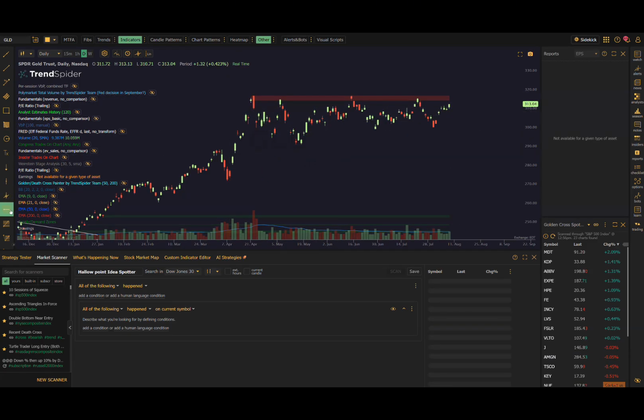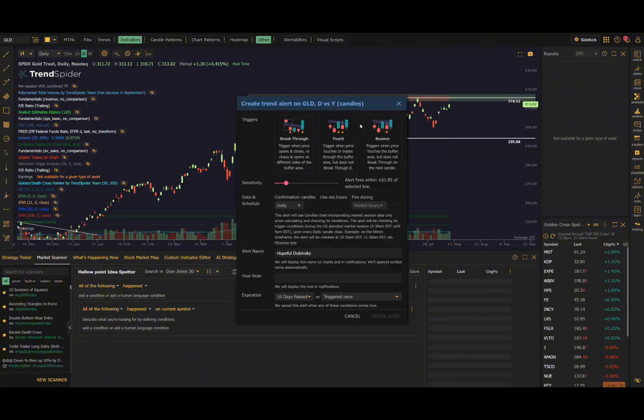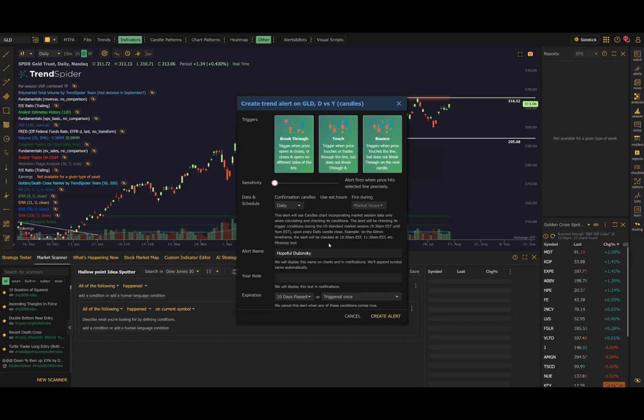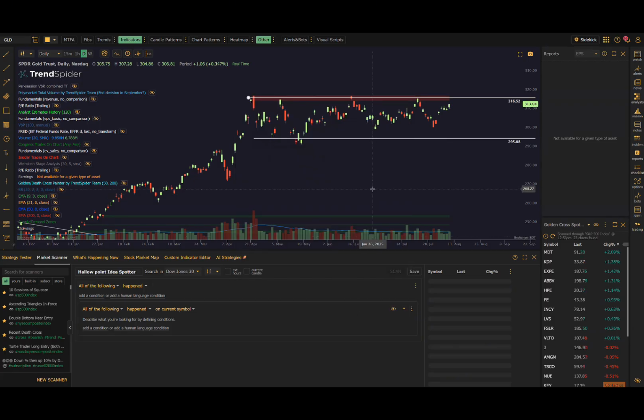But since I don't know how much your zones are changing, if you just drew them, the quickest way is to create an alert. You can do breakthrough, touch, or bounce, and you can change the sensitivity as well. So if it gets close or not close to the line, you can adjust that, and then set an alert for it. As far as automatically scanning for this, I would probably have to ask my support team, to be honest.